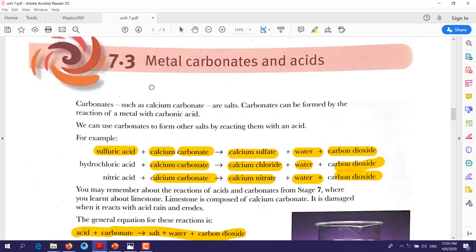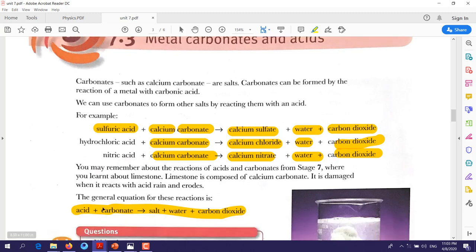Again, for 7.3, metal carbonates and acid, what you have to memorize? You have to memorize the main formula and the three types of acids that we explained. That's it.